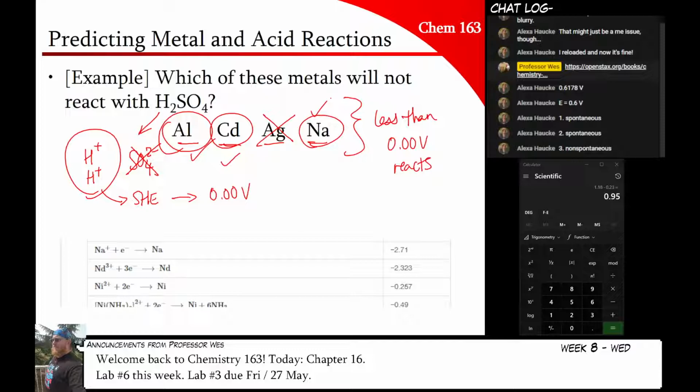I just noticed that the question is asking us which of these will not react with it, so there's the answer. Make sure you're reading the question that's asked. I'm guilty of that too.